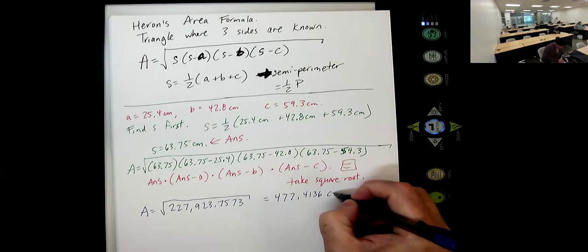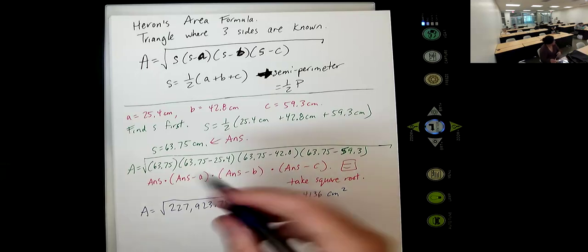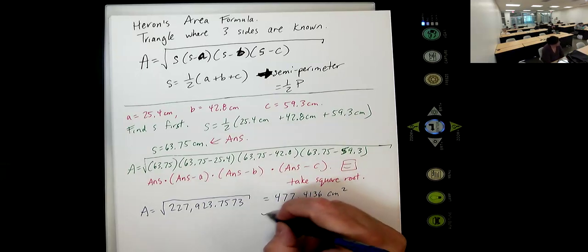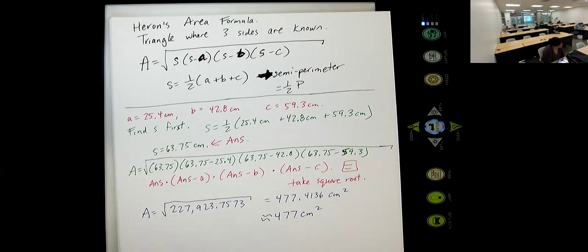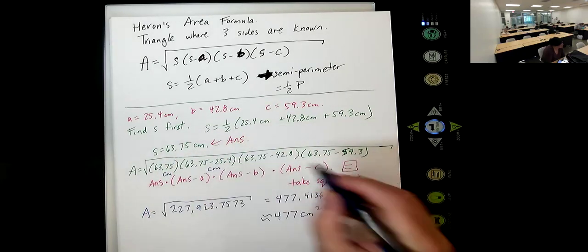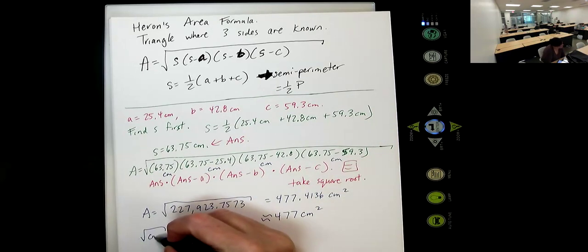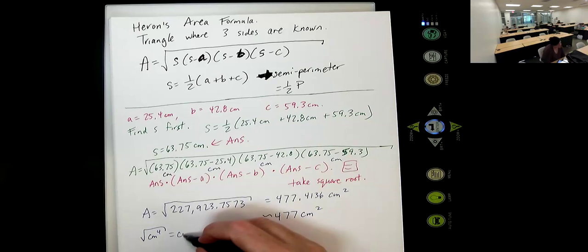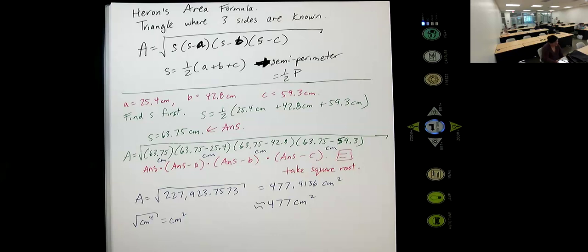477.4136 centimeters squared. I had 3 significant digits, so I'm gonna round this to 3 digits: 477 square centimeters. Anyone else get that? It's square? Area is definitely square, because this is a centimeter and these are all centimeters. So I have the square root of centimeter to the fourth, which results in centimeters squared. Did anyone else get 477? Yeah. Okay.